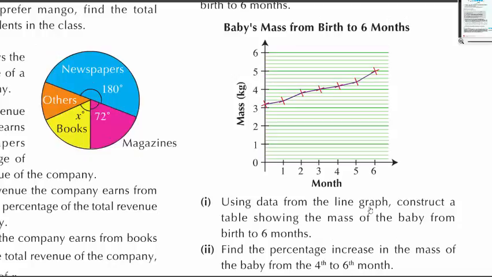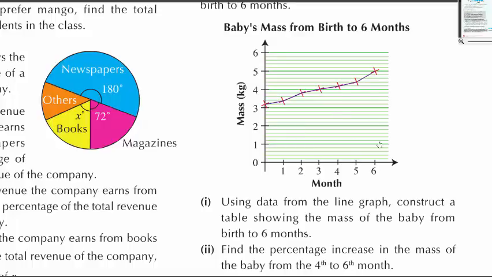So using the data from this line graph, construct a table showing the mass of the baby from birth, which is 0 months, to 6 months. Okay, so that's how we read. At 0 months, the mass of the baby is 3.2 kg. When the baby is 1 month, the mass is 3.4 kg. When it's 2 months, it's 3.8 kg. And when it's at the third month, it's actually 4 kg.